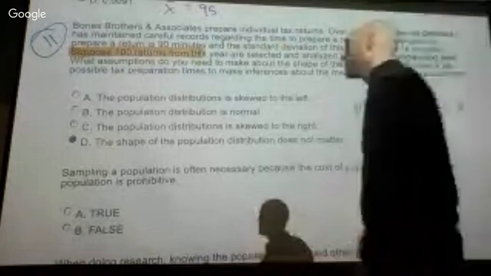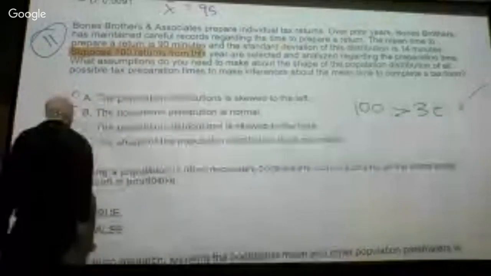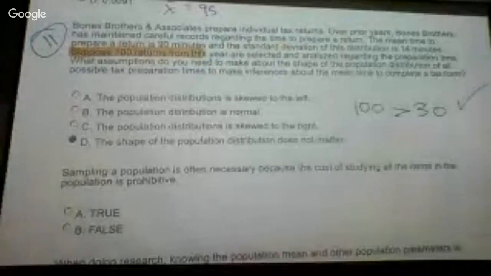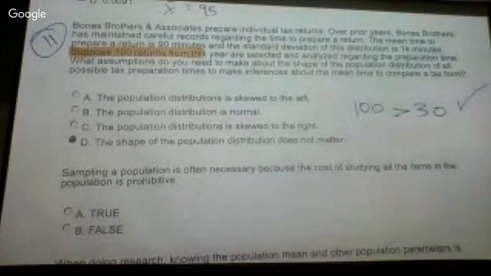Sampling a population is often necessary because the cost of studying everything is prohibitive. Yeah, it's hard to study everybody. That's why we only do a census once every 10 years. That's why we do presidential elections once every 4 years. It's hard. It costs a lot of money.